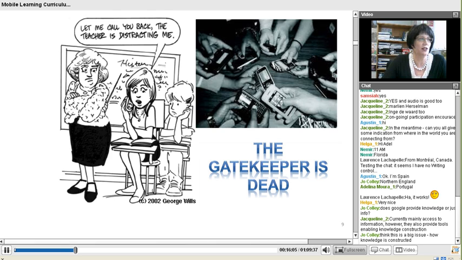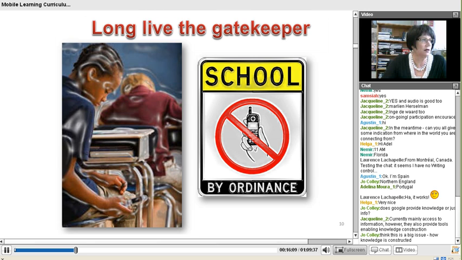Institutional access and control has died. The problem is that it's not dead. Schools and institutions are reacting by actually banning the technology. So we're banning learning technology because the children are preoccupied, instead of actually using the technology.